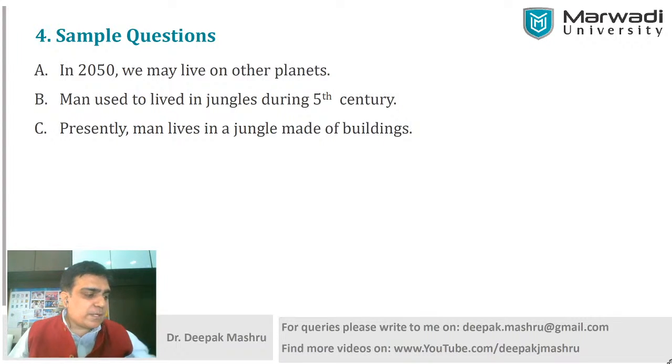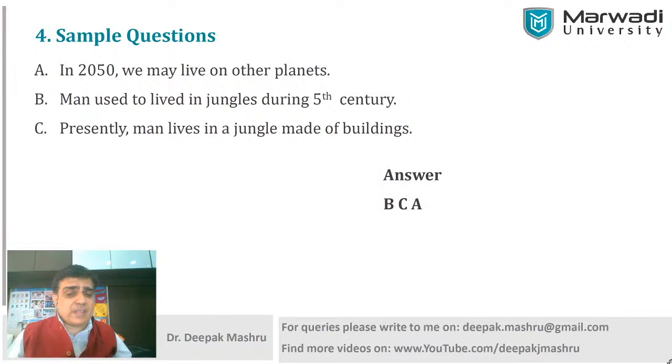Okay, so here we can say that B, man used to live in jungles, is past tense, so it will come first. Then presently is present tense, so it will come second, and A, that is future tense, will come last. So it's BCA. Wow, everybody said correctly. Great, I'm very happy for you people. Excellent.